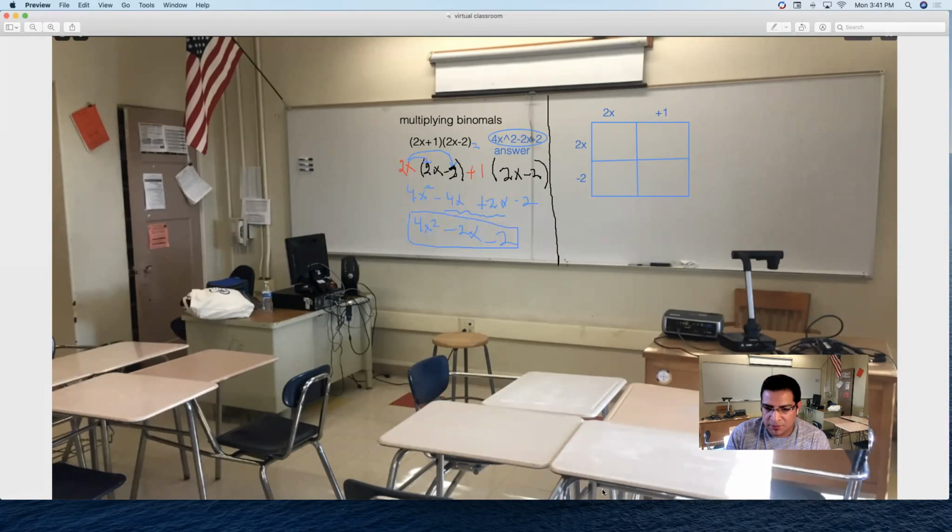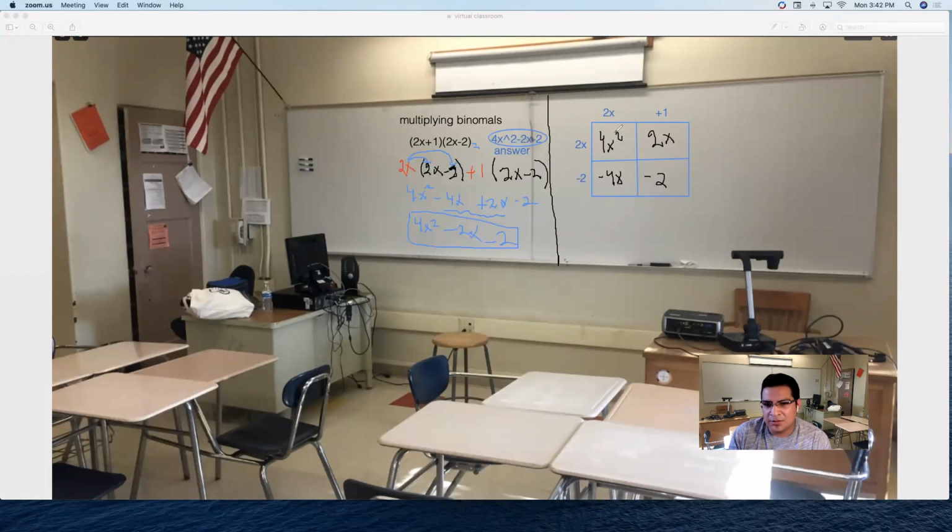I'm gonna fill the box. And you guys can help me out, but it's pretty easy. So this will be 2x times 2x will be 4x squared. And 2x times 1 will be 2x. All right. And then minus 2 times 2x will be minus 4x. Sorry, I have a mess in my classroom. Minus 2 times 1 will be minus 2. And that's pretty much it.